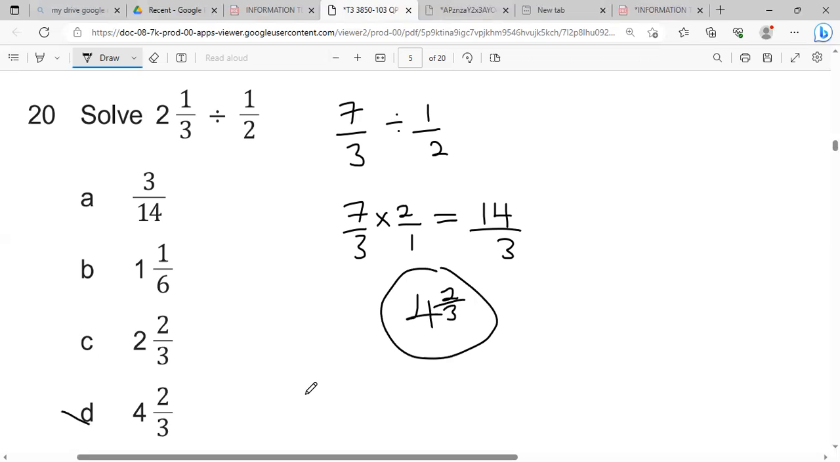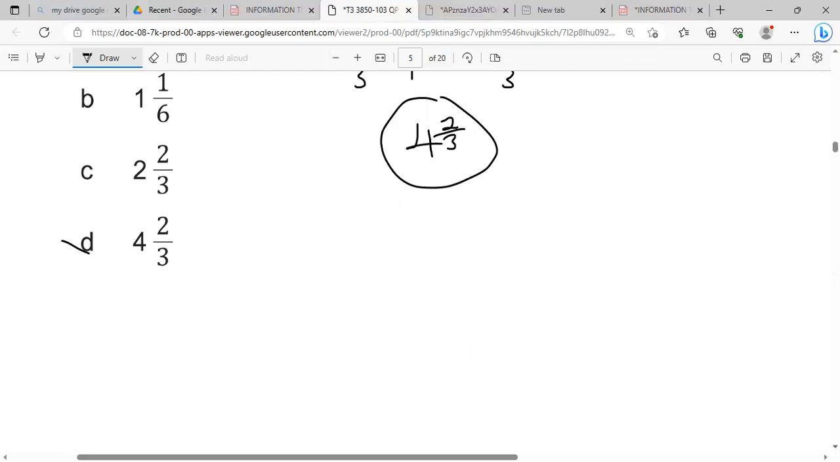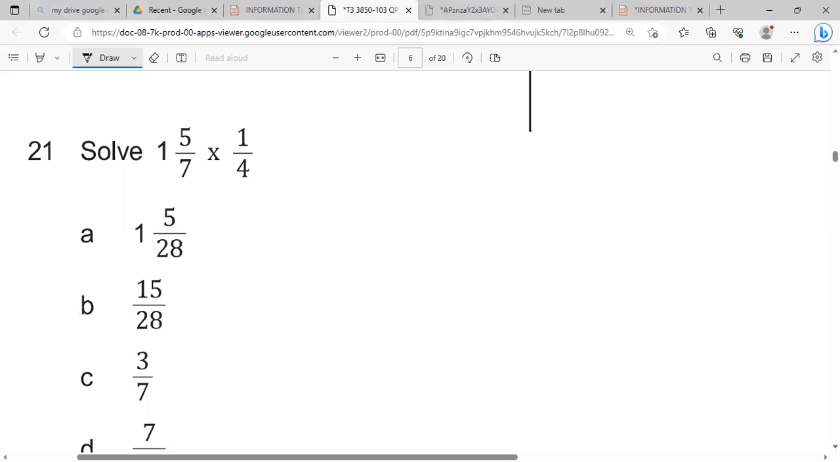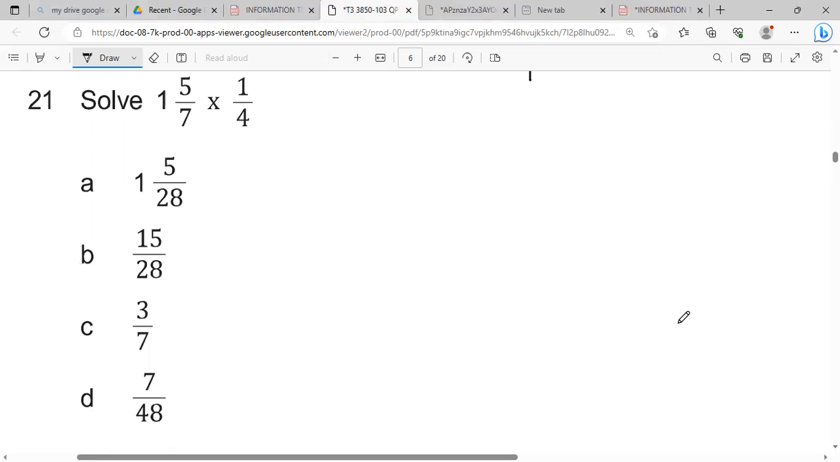All right, guys. Let's move on to 21. I really want to complete this part of it today. There are so many classes I'm having, guys. Want to pray for me, all right?